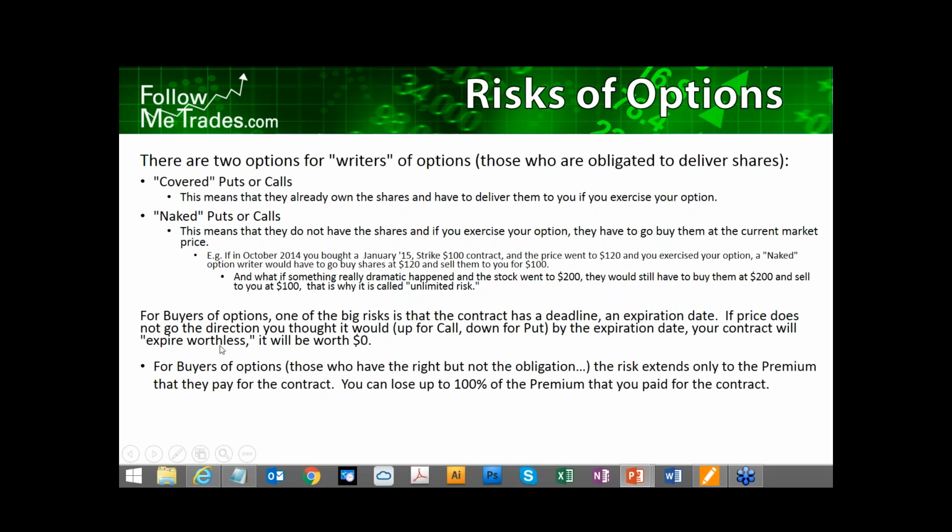For buyers, one of the big risks is that the contract has a deadline. It's got an expiration date, and if the thing doesn't go your way by the expiration date, your contract could be worth $0. But again, that risk only extends to the premium you pay. You can only lose 100% of the premium that you paid for the contract. You can't lose any more than that. You're not on the hook for any more than what you already paid.